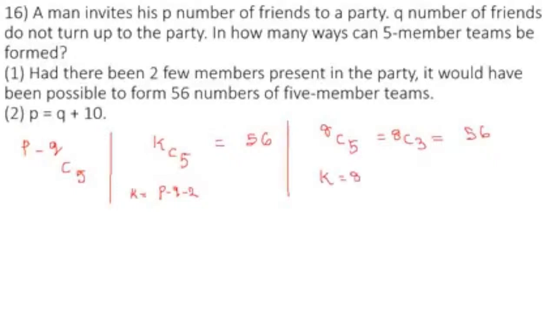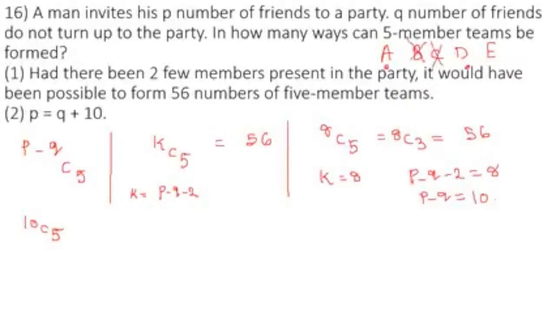8. When K is 8, P minus Q minus 2 is 8 here. So P minus Q is how much? 10. So P minus Q is 10, which means how many teams are possible here? 10C5 teams are possible. I can conclude this from statement 1. So the answer should be either A or D.